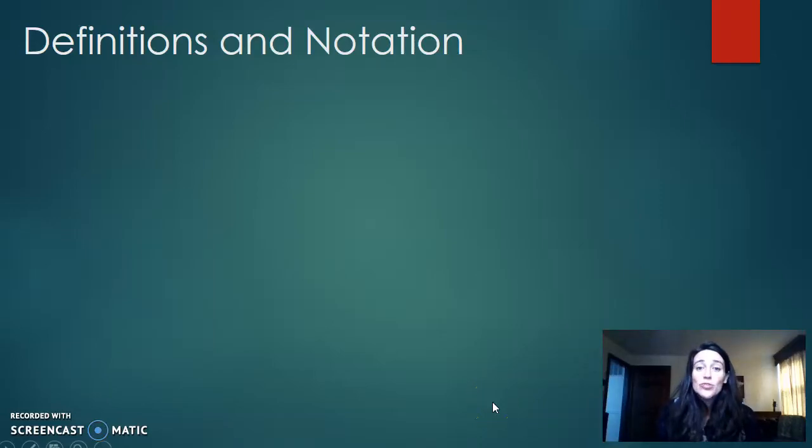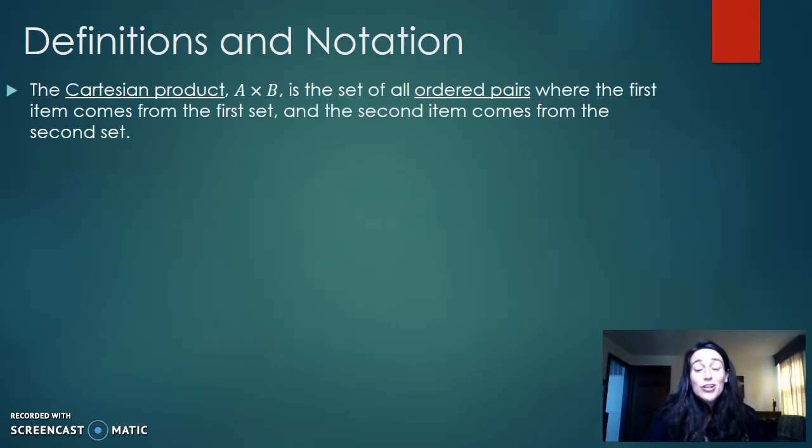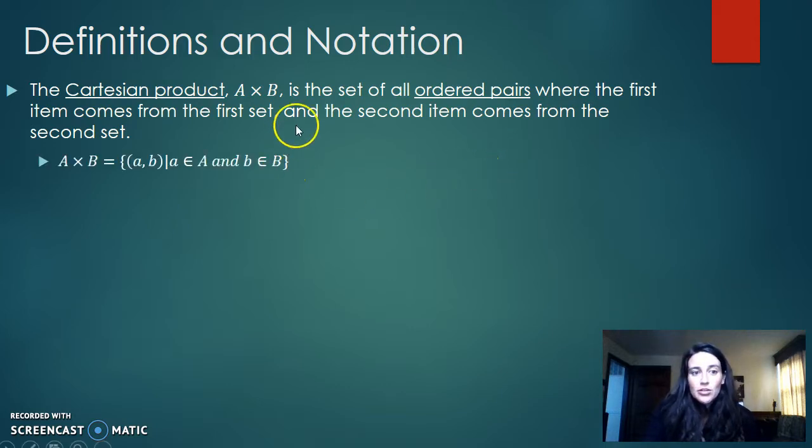Let's continue with some more definitions and notation. The Cartesian product, A cross B, is the set of all ordered pairs where the first item comes from the first set and the second item comes from the second set. So when you see A cross B, it will be the set of ordered pairs (a, b) such that a is an element of the set A and b is an element of the set B.